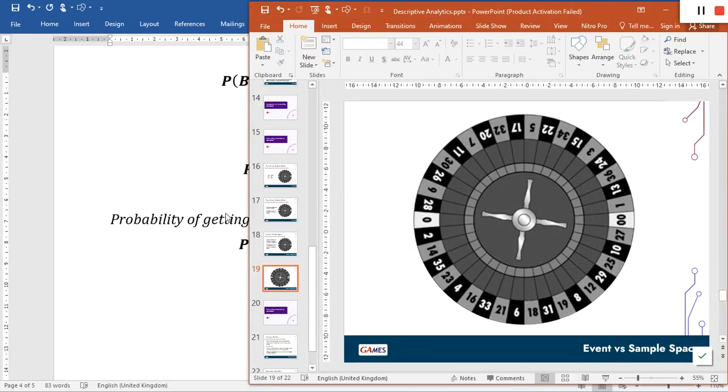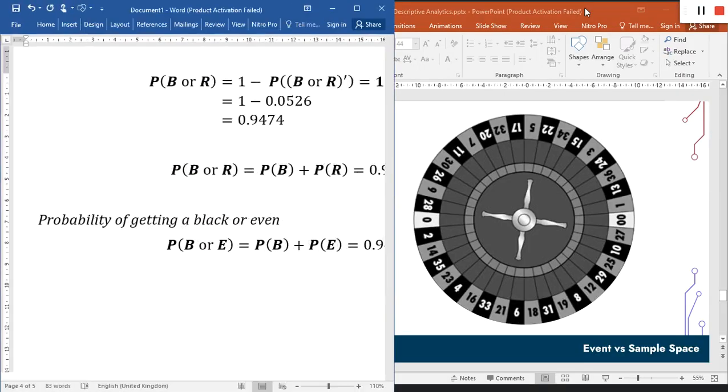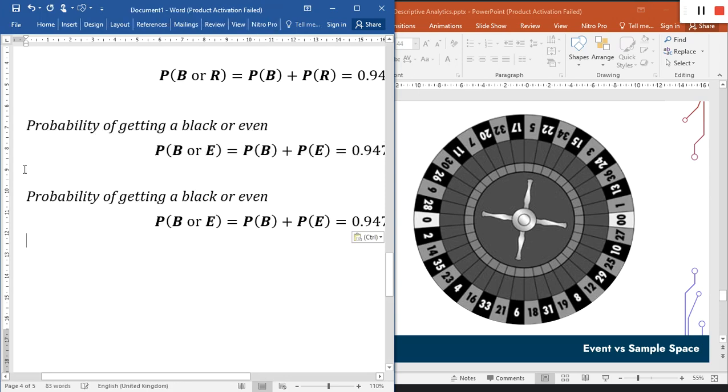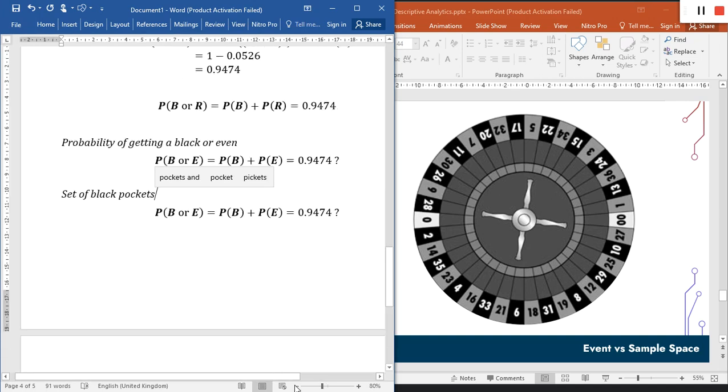So let's come back here, and then I'm going to do this side by side so that we can count while working with it. All right. So let's check the set of all black events. You can be writing this down as well so that we don't get confused. So let's create a set of all black pockets. So we'll be counting from here.